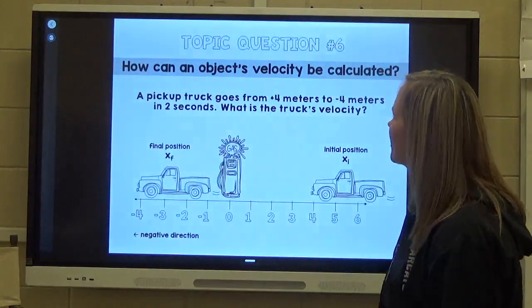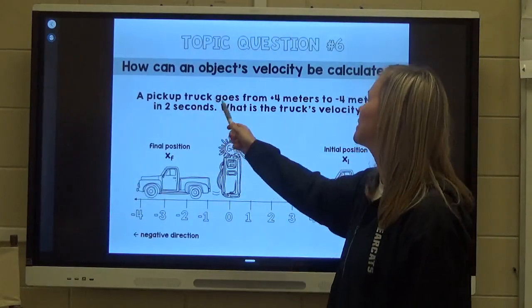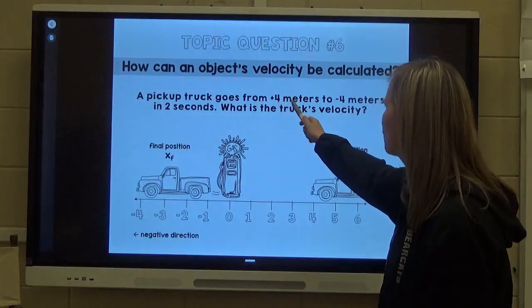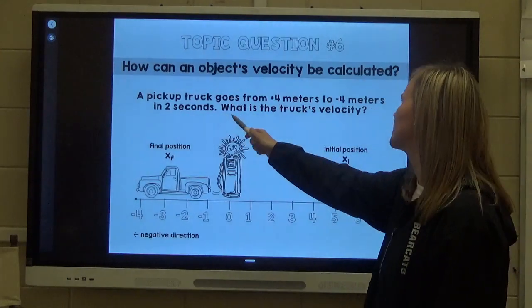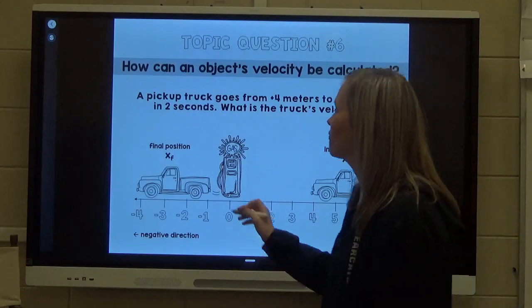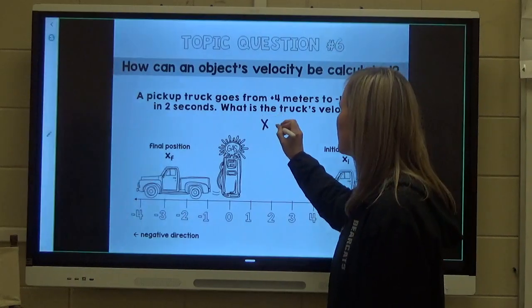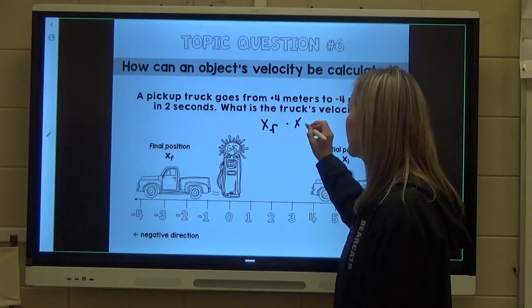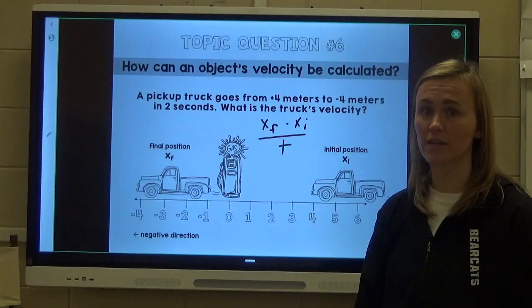All right. How can an object's velocity be calculated? In another example, a pickup truck goes from positive 4 meters to minus 4 meters in 2 seconds. What's the truck's velocity? So remember, final position minus initial position, x final minus x initial, divided by time. That is our formula for velocity.